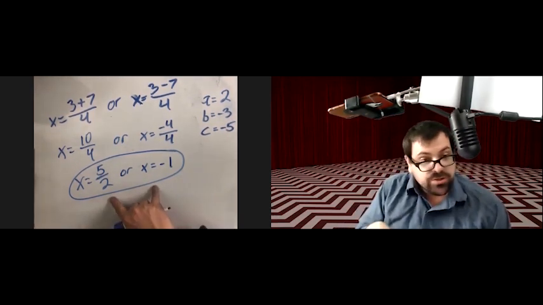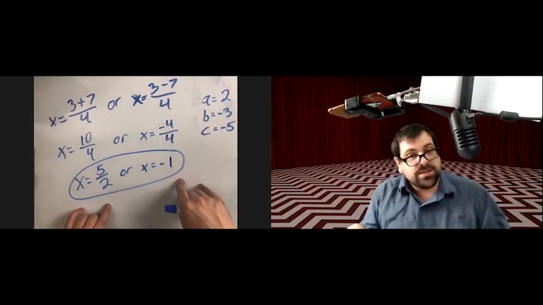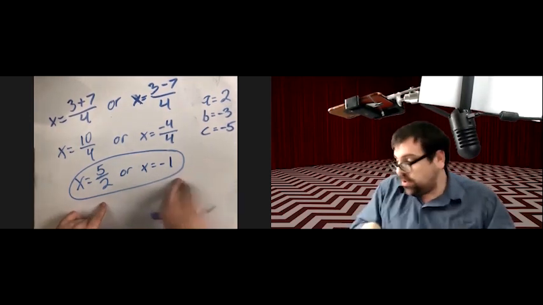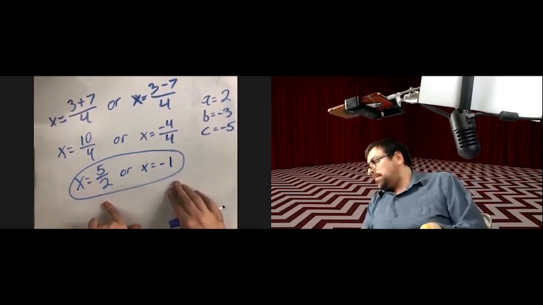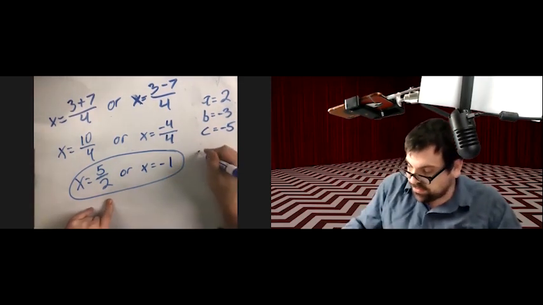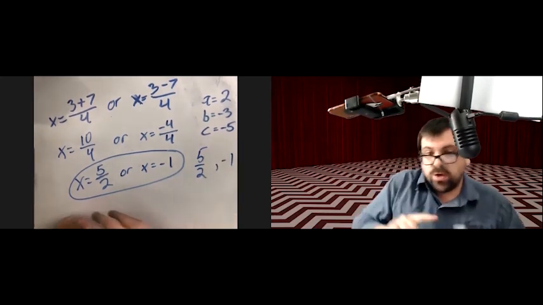Since we got rational answers that didn't involve a square root in the answer or an i in the answer, that means we could have factored this one. Factoring would have worked, and we would have also gotten 5/2 and -1.